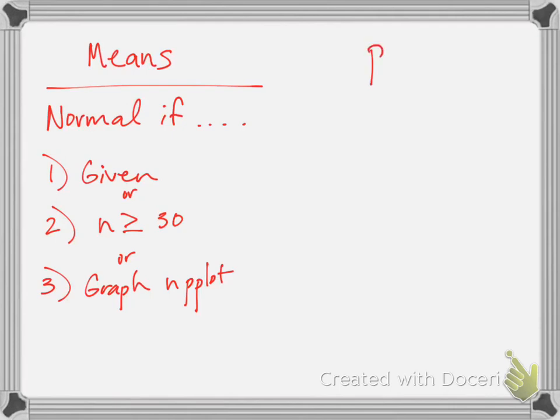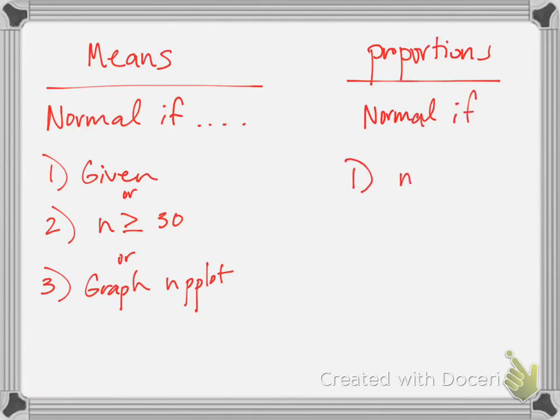You have to know. If it's proportions, there's only one way. It's normal if NP is greater than or equal to 5, and N times 1 minus P is greater than or equal to 5. So proportions, you have to show it mathematically, means it's going to be one of the three. So even if you have a sample size less than 30, you can still graph it if it gives you the original data. Or, like on the quiz, it told you that the population was normal, so you could have kept going.